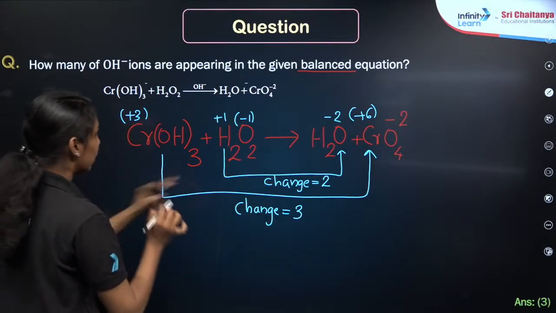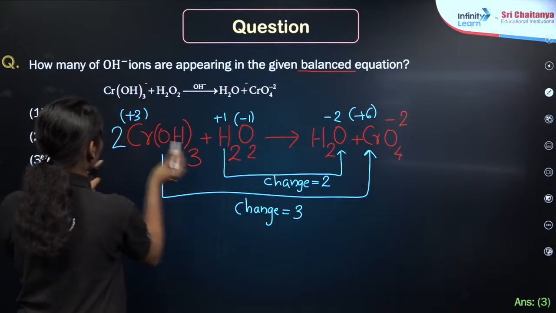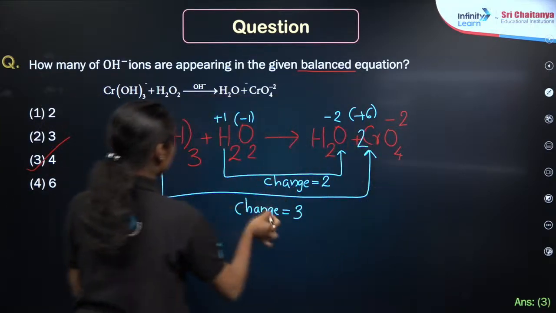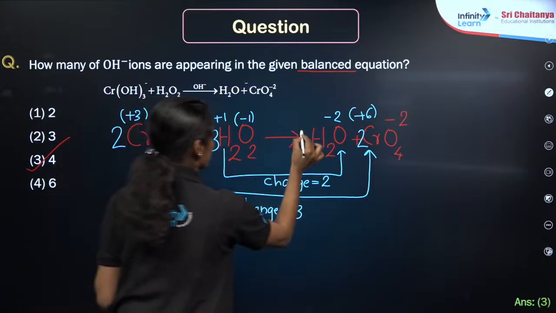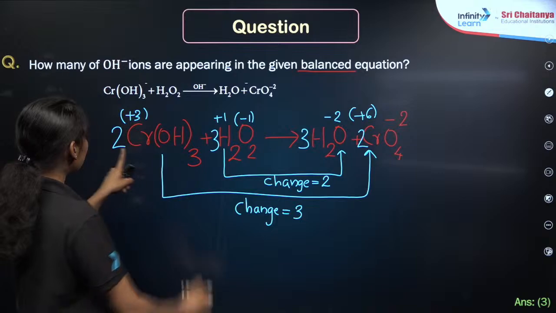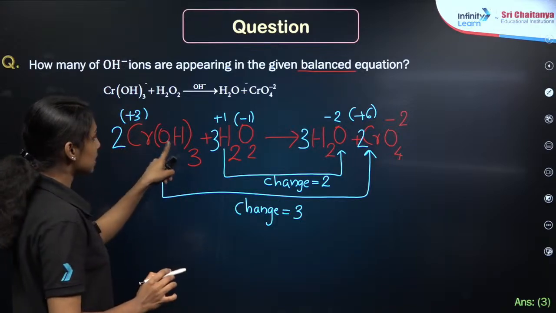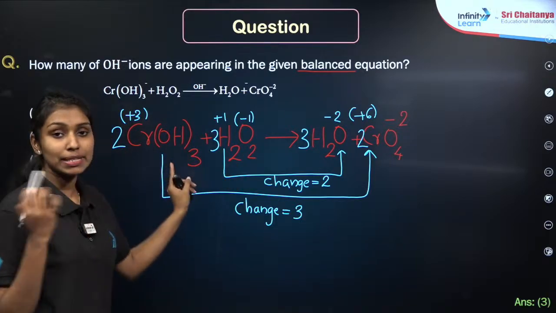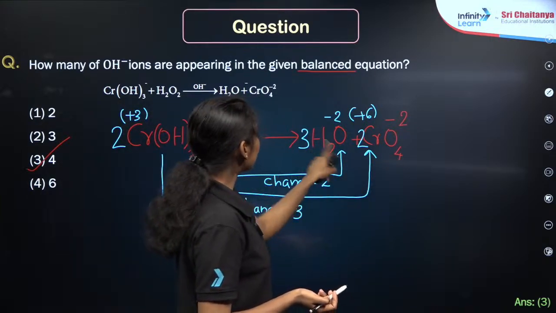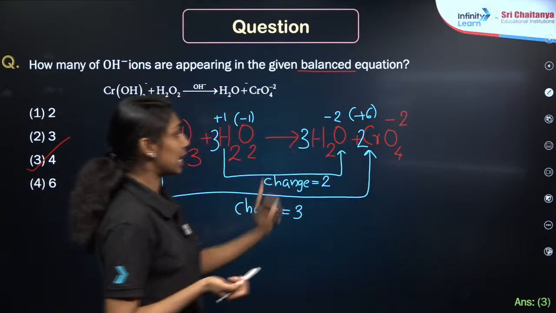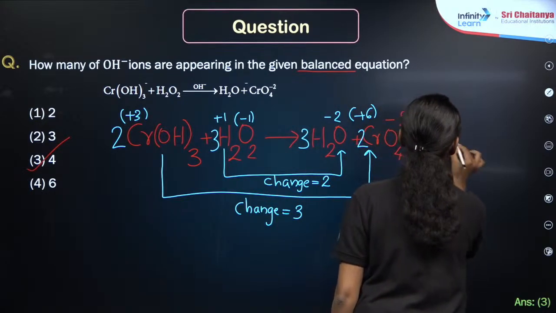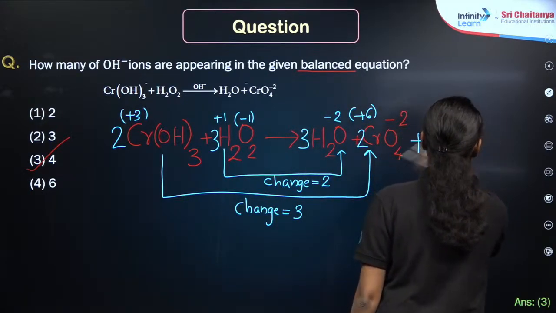What will happen here? I am multiplying it with 2. 2 Cr(OH)3 plus 2 CrO4 2 minus, then again 3H2O2 plus 3H2O. Then how many oxygen atoms are present here? 2 into 3, 6, right? 6 plus 3 into 2, 6 again. 6 plus 6, 12 oxygen here. What about here? 2 into 4, 8 plus 3 into 1, 8 plus 3, 11. Only one water molecule is deficient here, right? One oxygen atom is deficient. So I am again taking H2O here.